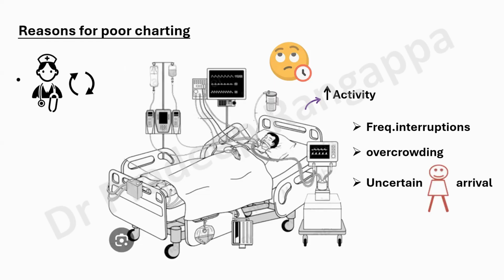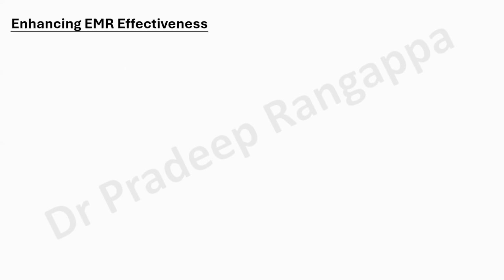ICU is very busy. You have less nurse to patient ratio. Nurse is overworked, or if there's a very busy patient, a lot of things happening, you may need two nurses to document effectively, and you have more admissions. So all these are some of the reasons for poor charting. And there are ways how we can enhance EMR effectiveness.